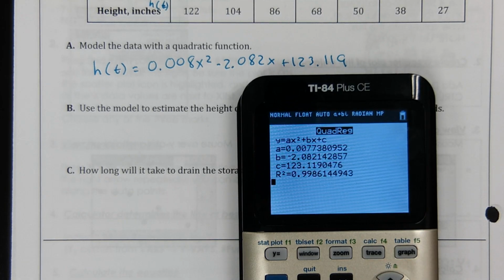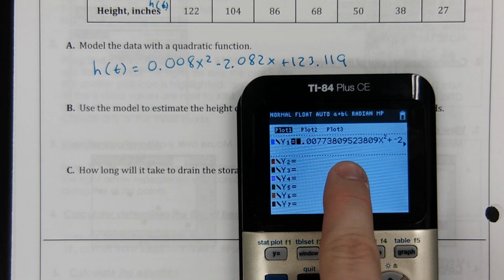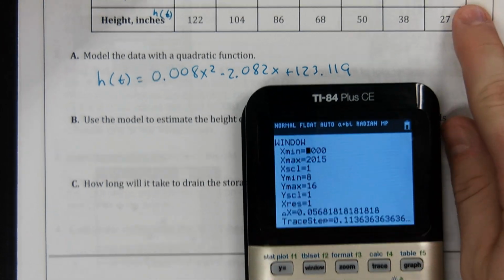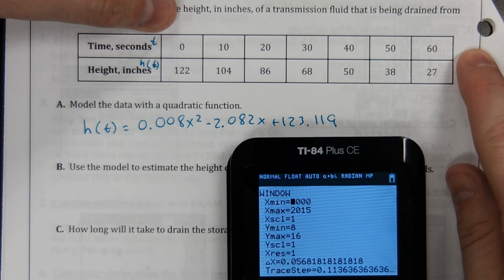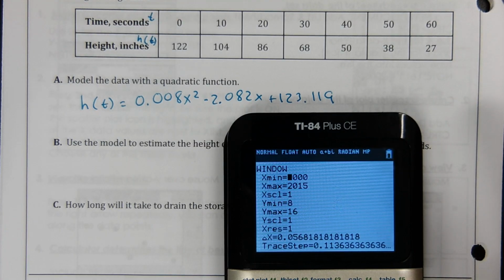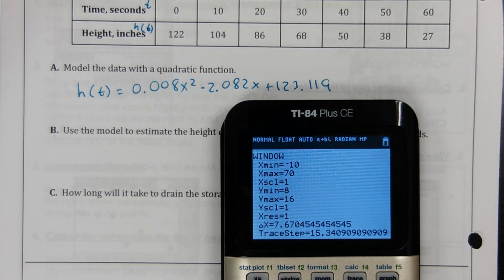And just like in the last example, what I'm going to do now is make sure that my scatter plot is turned on. So I'll go to y equals. I see plot 1 is on. I see that it copy pasted the formula for me. I'm going to go to the window and I'm going to make the window fit. Our time goes from 0 to 60, but if I just do 0 to 60, it's going to put dots on the edge of the screen. That's kind of hard to see. So even though there's no such thing as negative time, I'm going to have it start at -10. And even though we don't have data that goes out that far, I'm going to have it go all the way out to 70 seconds. And that's just so I don't end up with my scatter plot dots on the edge of the screen. That's the only reason why I'm doing that.